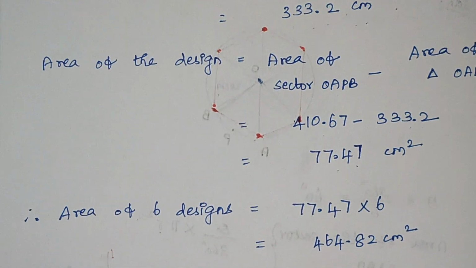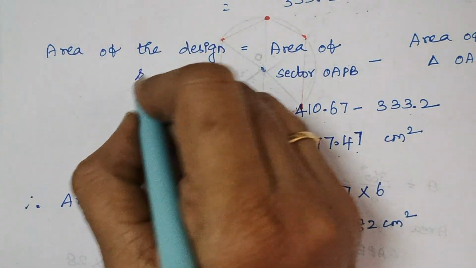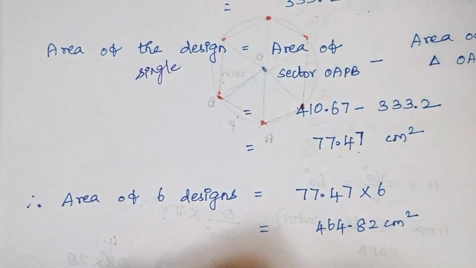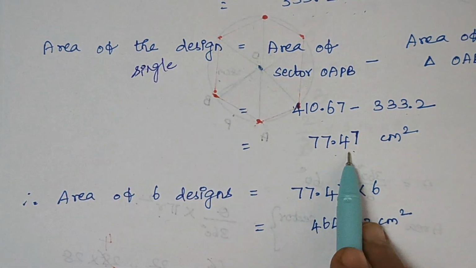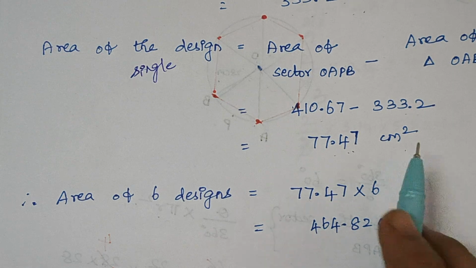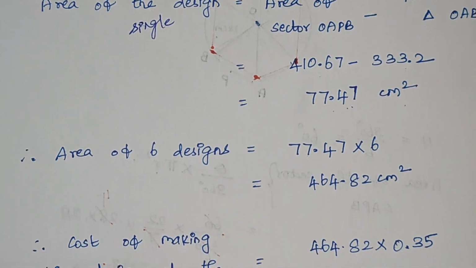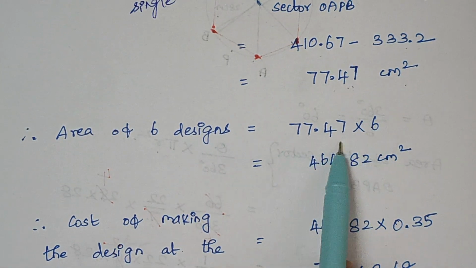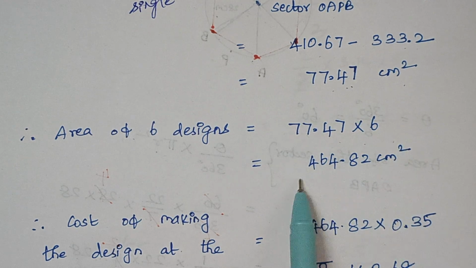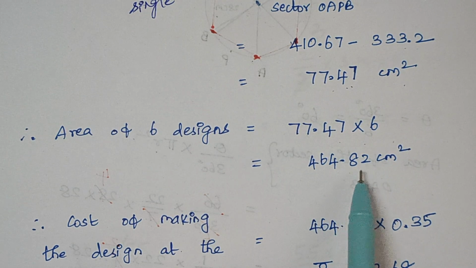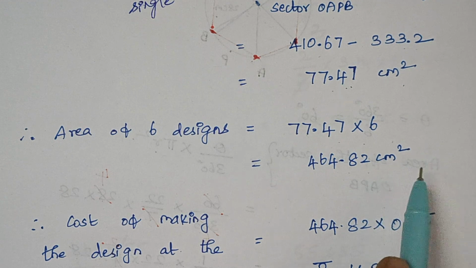So you see, area of a design, or area of a single design, you can even write it like that, is 77.47 centimeter square. Therefore, area of 6 designs is 77.47 multiplied by 6. So that gives the answer as 464.82 centimeter square.